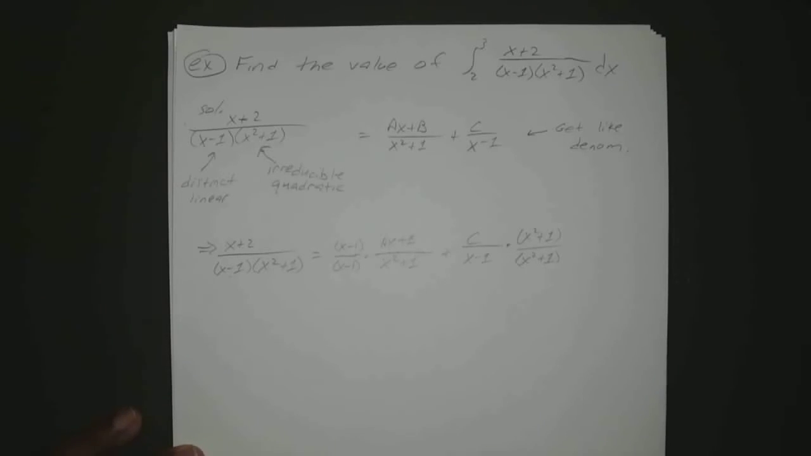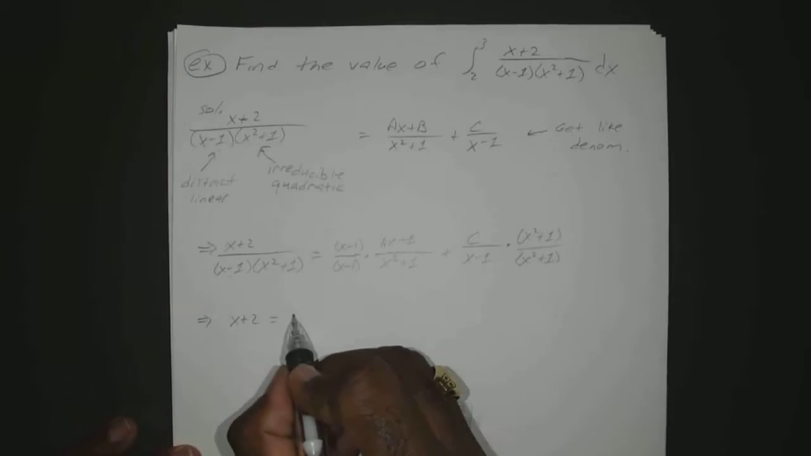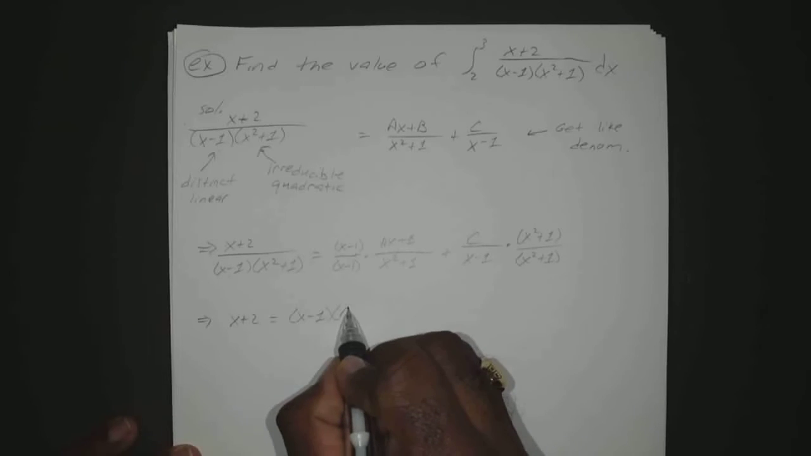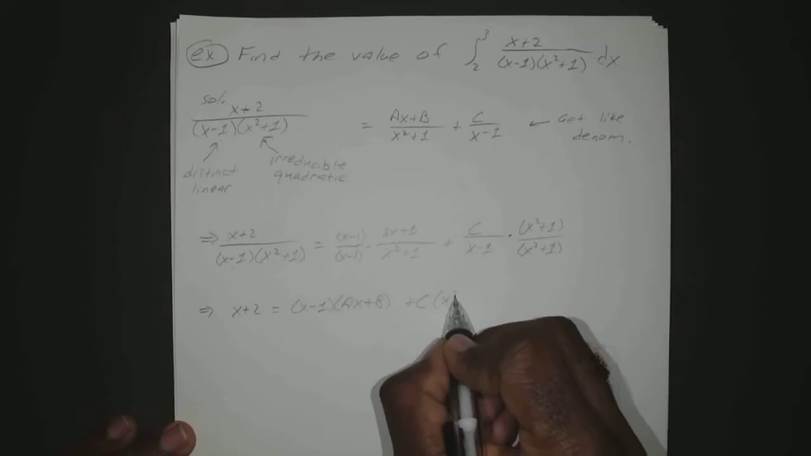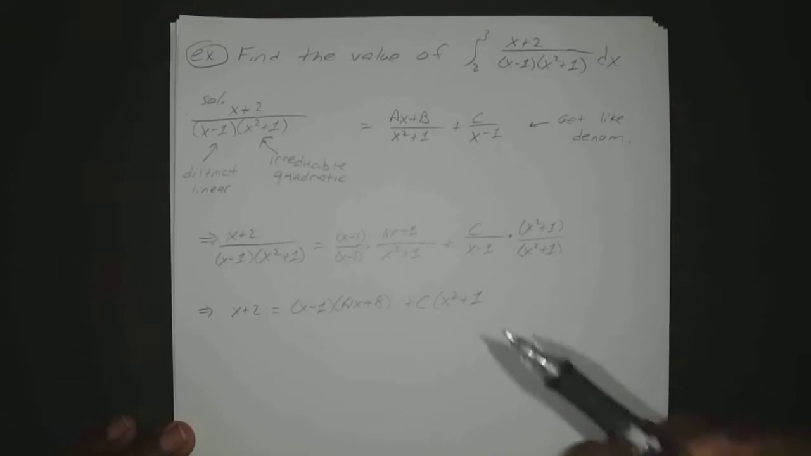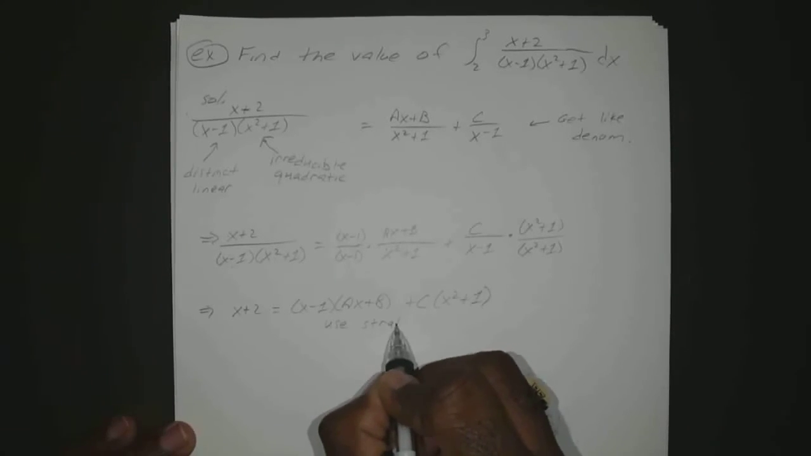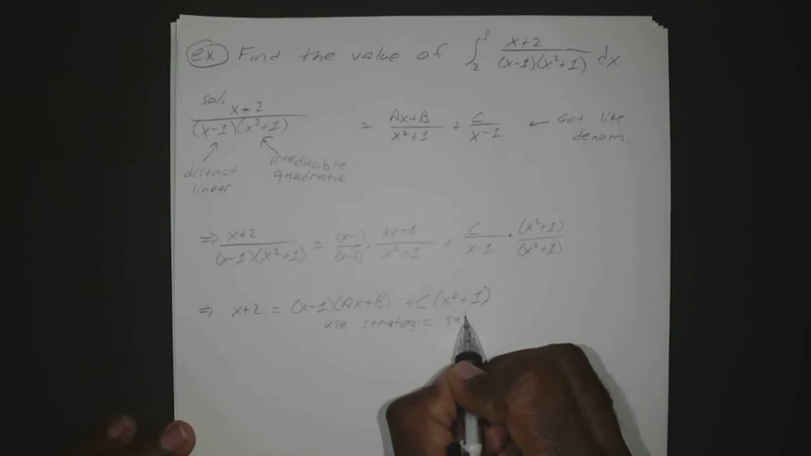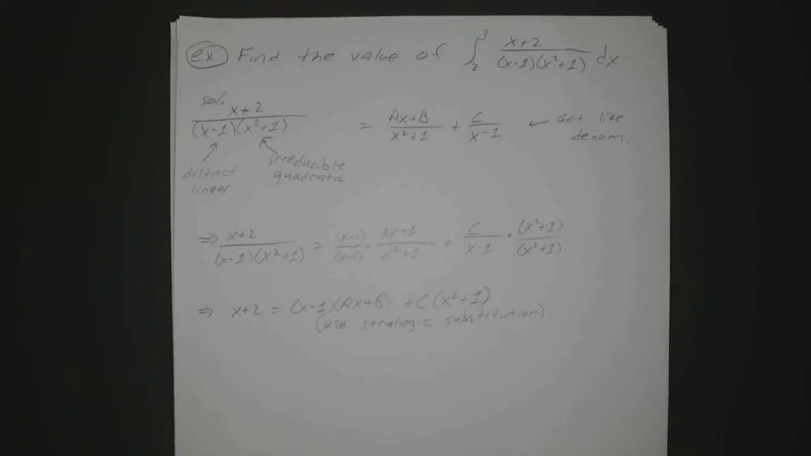As soon as you multiply it across by the denominator, those will all cancel out. So you have x plus 2 equals x minus 1 times ax plus b, plus c times x squared plus 1. And this is where we're going to use our strategic substitution. The first one is x equals 1, because that would just get rid of that whole first term, and we can solve for c.